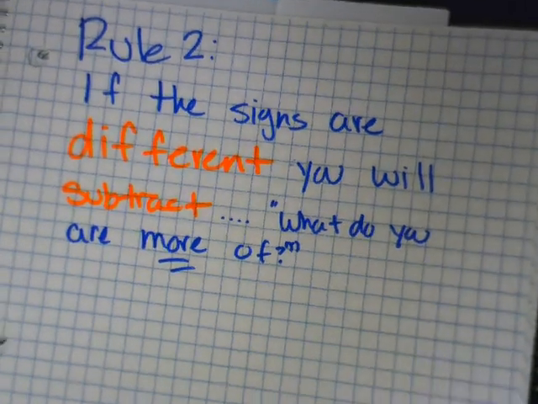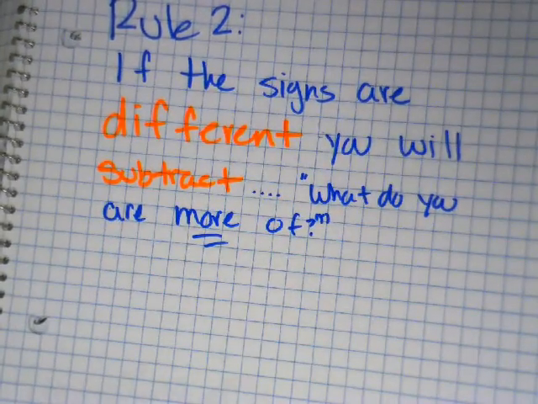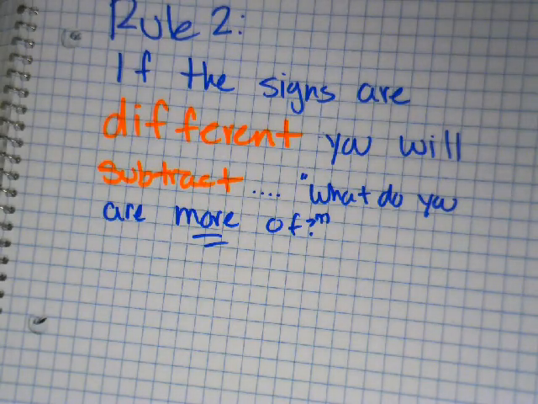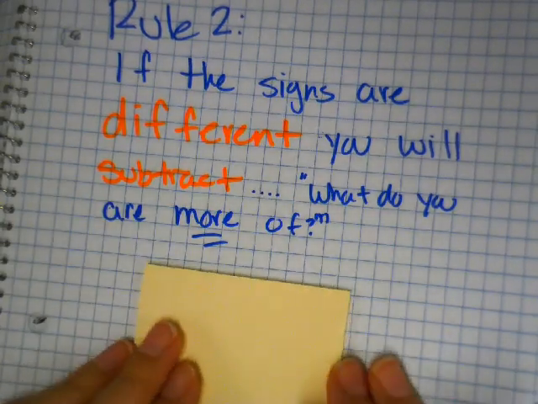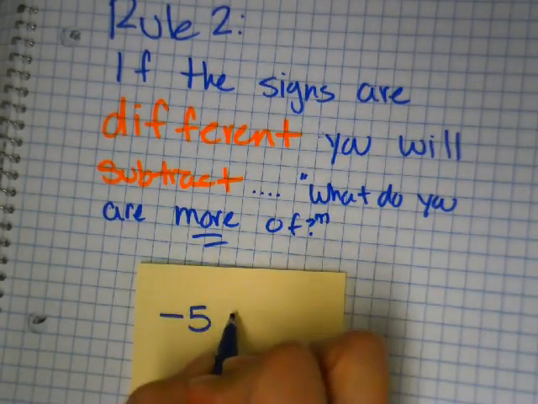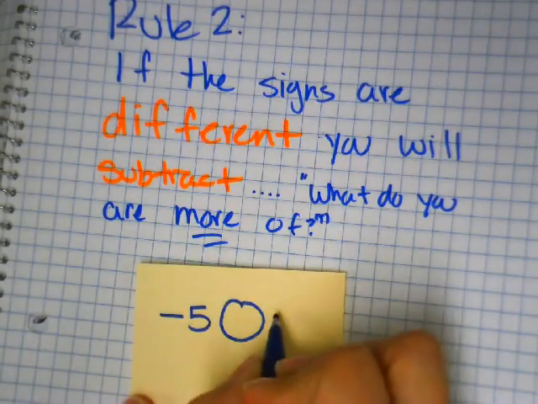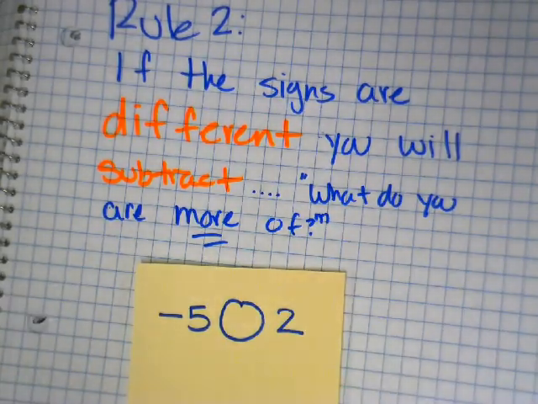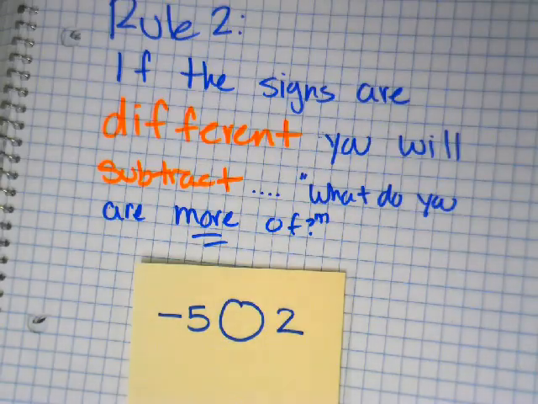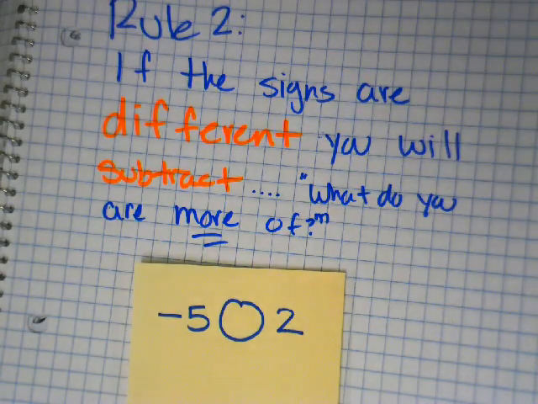This is what kids would tell me: you take the sign of the bigger number. And I'm like, oh my God, no. Because, for example, remember the alligator back in elementary school? The alligator wants to eat the bigger number, right?